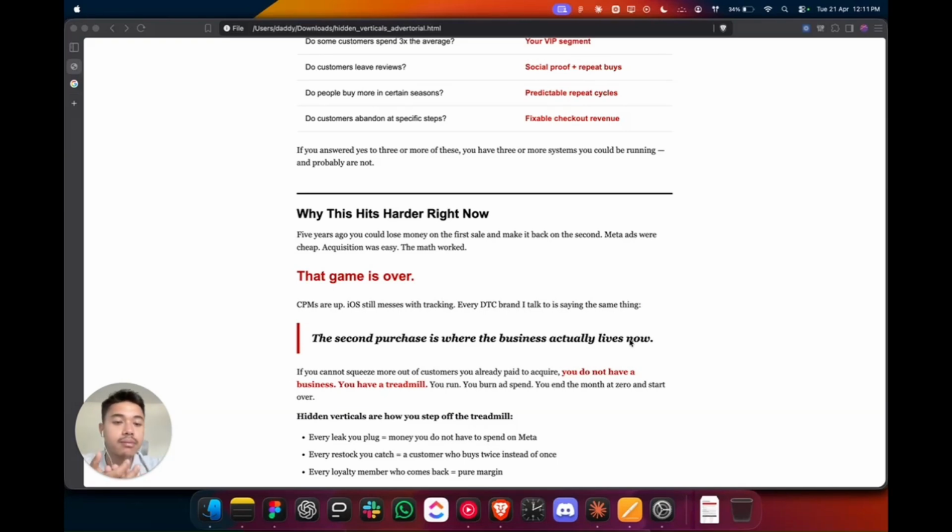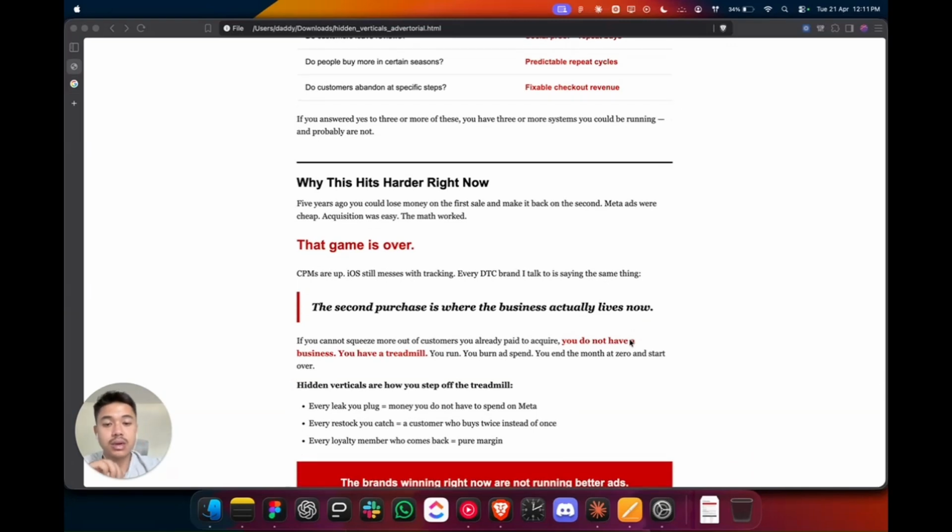They are not to be tested with right now. They are not to be poured money on right now. You could be losing a lot of money when it comes to acquisition as of now, and that is game over for most of the brands that I see, right? CPMs are up, iOS still messes with tracking and everything like that, and every D2C brand that I talk with is saying the same thing, which is the second purchase is where the business actually lives.